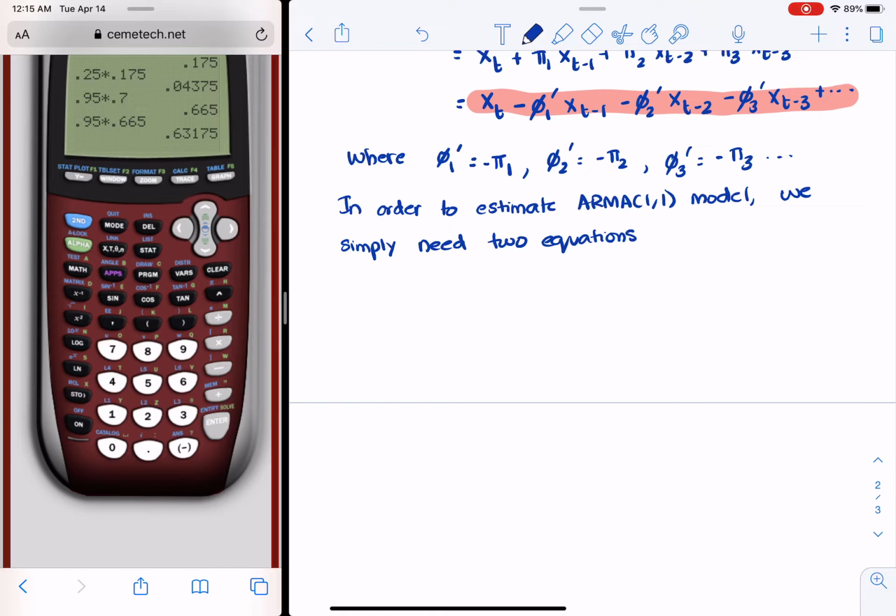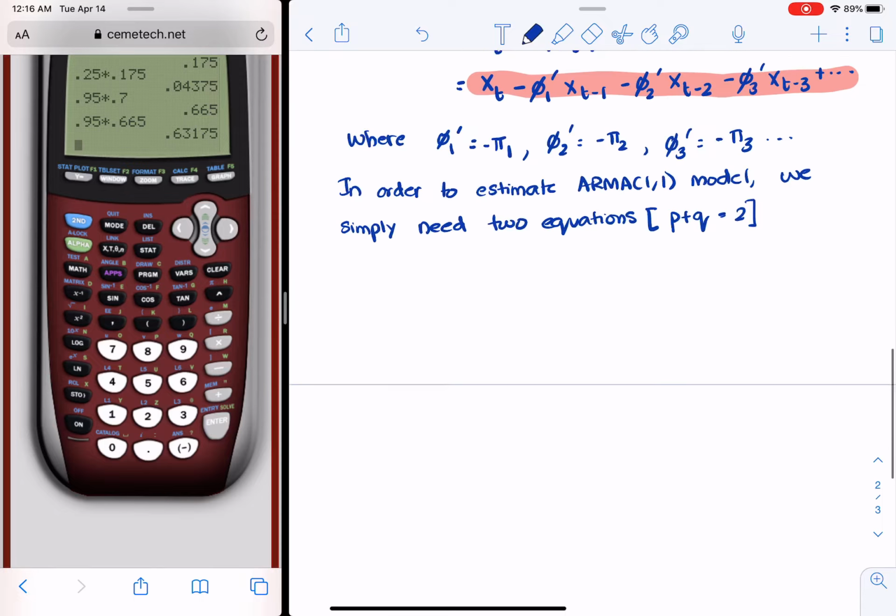And how do I come up with that two? It is simply P plus Q. P is 1, Q is 1, so we end up getting 2. In other words, we don't want to go beyond phi2 prime, so I can just stop at phi2 prime. So I'm going to treat the infinite model that I have as simply an AR2 model. And I'm going to estimate phi1 prime and phi2 prime using the autocorrelations.